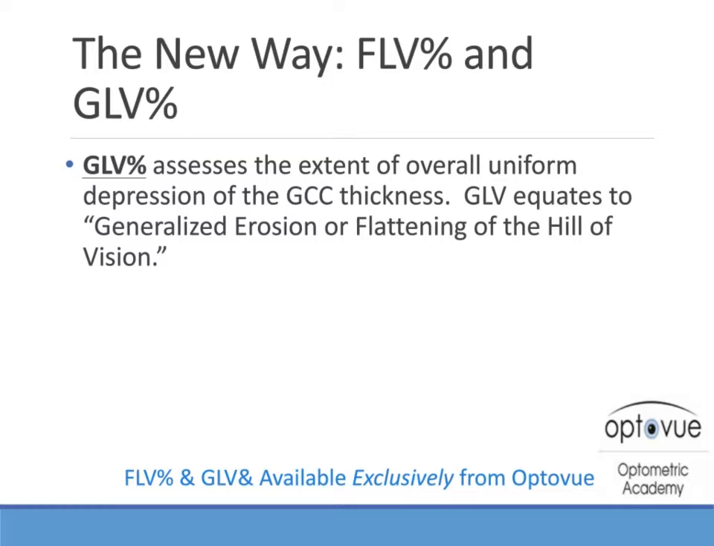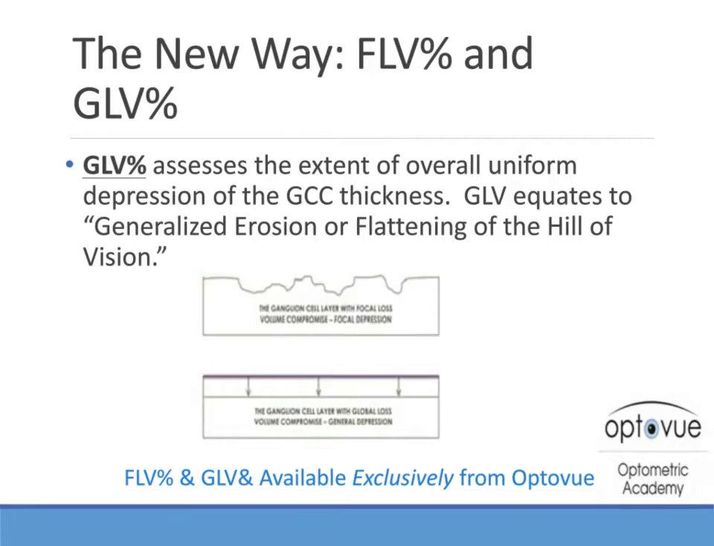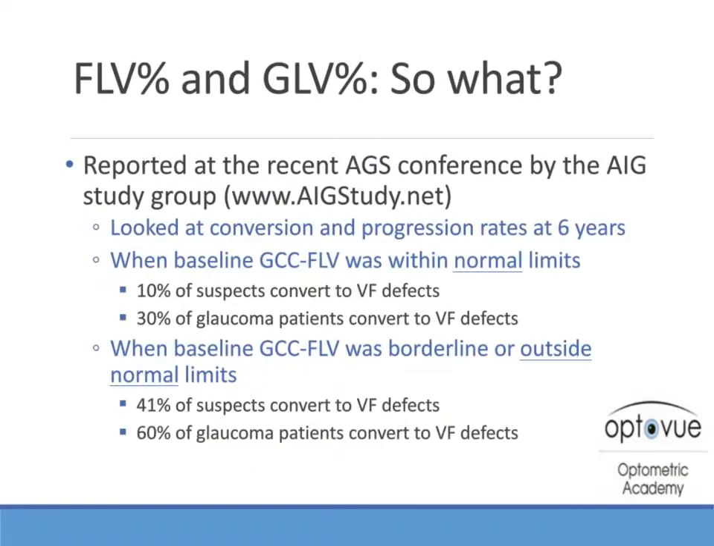So what's GLV? GLV assesses the extent of overall uniform depression of the ganglion cell complex thickness. GLV equates to generalized erosion or flattening of the hill of vision, if we're thinking about that visual field analogy. What does that mean? Well, it means that some individuals may just have a slightly thinner overall ganglion cell complex. And in those individuals, they would simply have a GLV that would be outside of the normal range, but they may not necessarily have a focal loss volume that's outside of the normal range. So keep that in mind when you're looking at that data. What it actually means is more important.